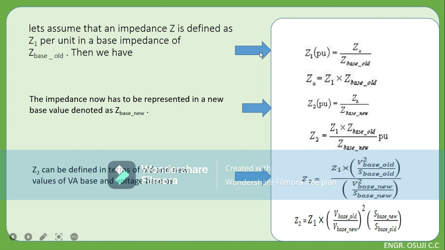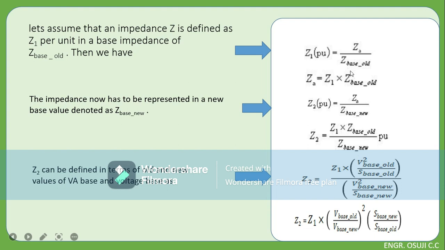If you follow this arrow here, you will see that we already know that the per unit value equals what? The actual value all over what? The base impedance. So from that we can say that the actual value can be determined by what?